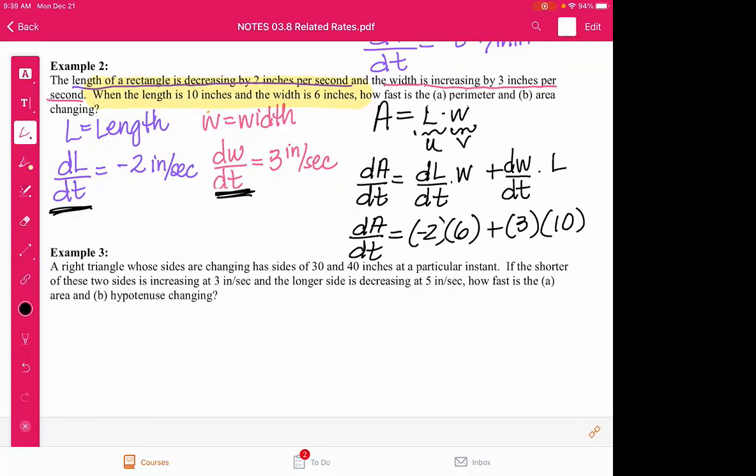All right, now you're just going to do the arithmetic, right? So this is -12 plus 30, which is 18. So 18. Now, be careful with the label for this because we're talking about area. How is the area changing over time? When you measure area, that's not just going to be inches, it's going to be inches squared per second. Okay?